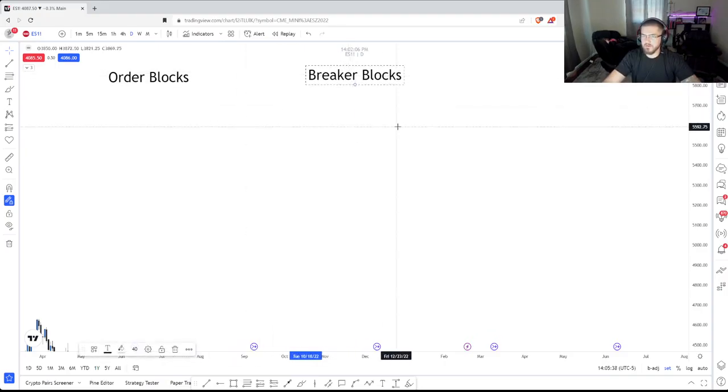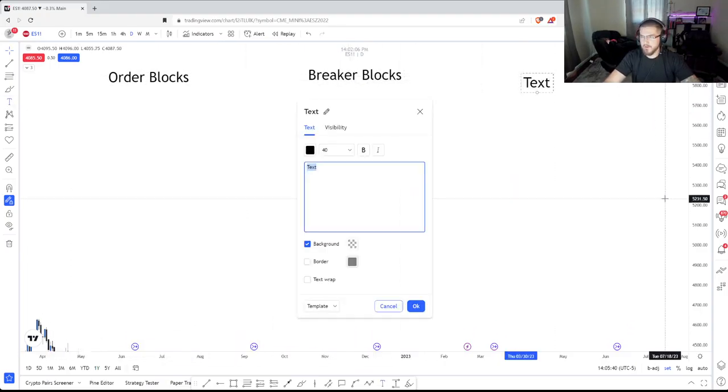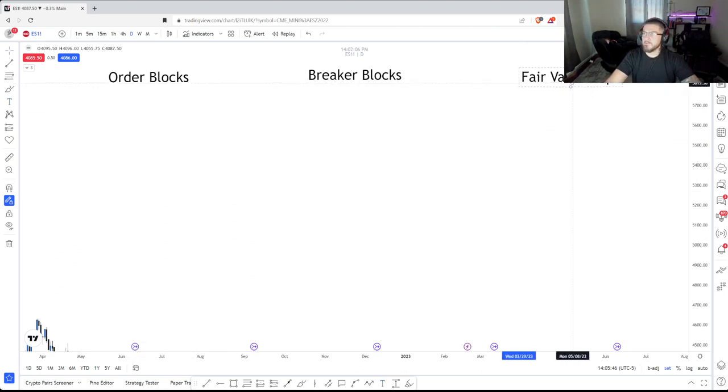The next one I want to go over is breaker blocks. Some of you may have watched my video the other day that I put up about these. And then we have fair value gaps. Now, there are other points of interest, such as mitigation blocks, propulsion blocks, vacuum blocks, and volume imbalances, which we're going to go over in fair value gaps.